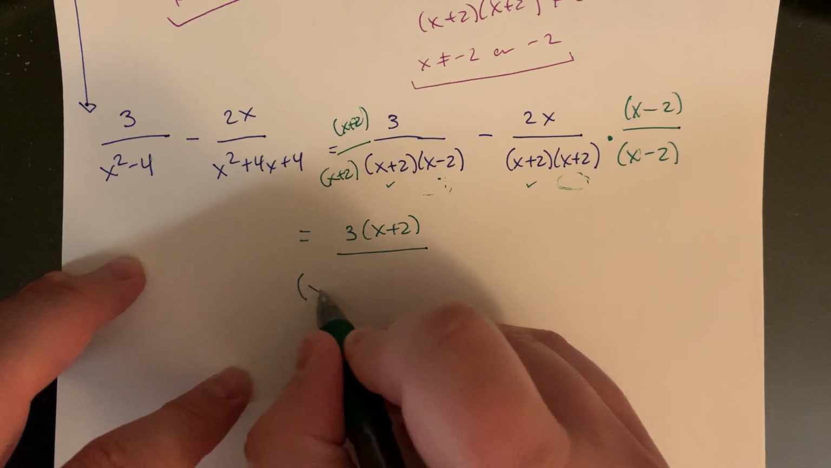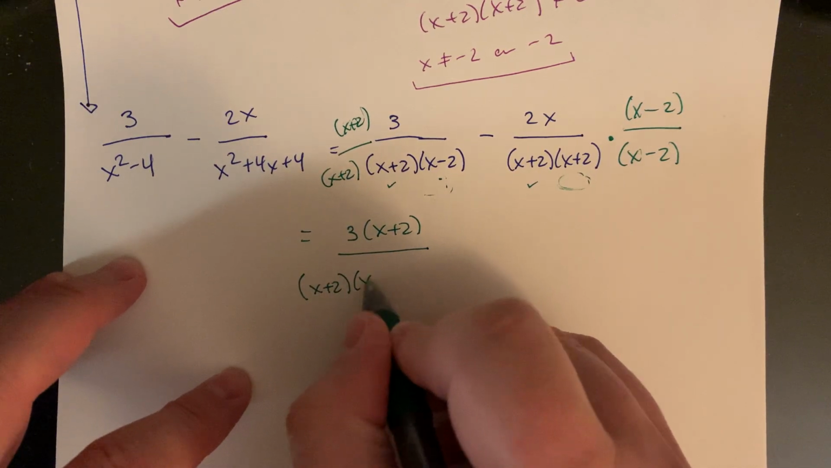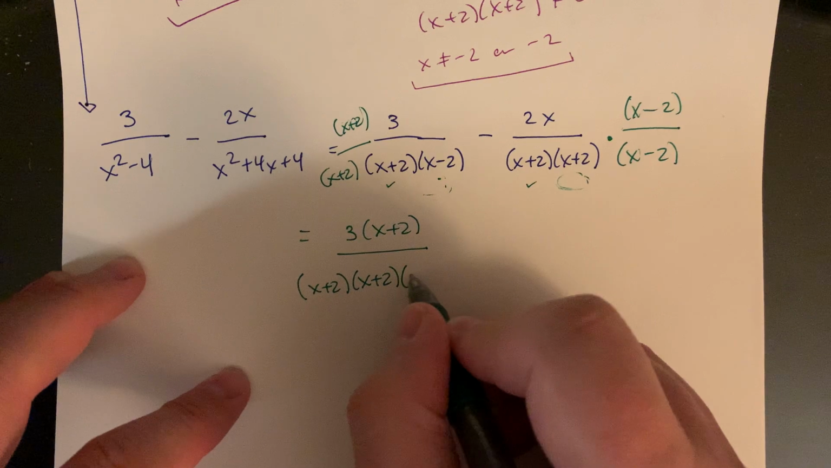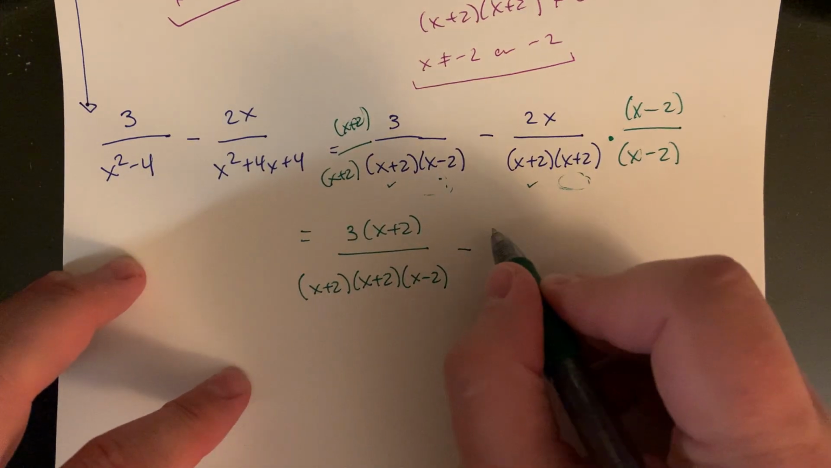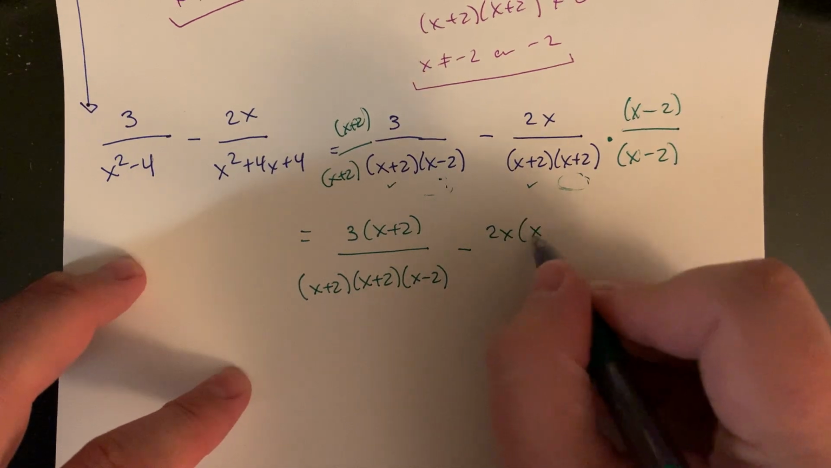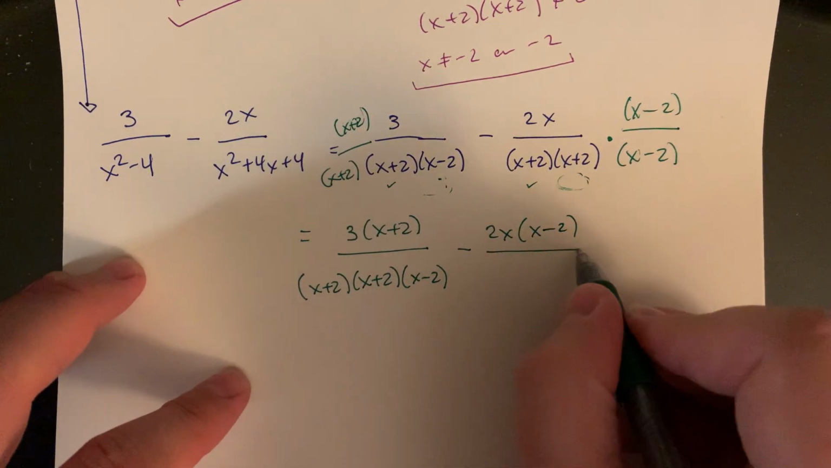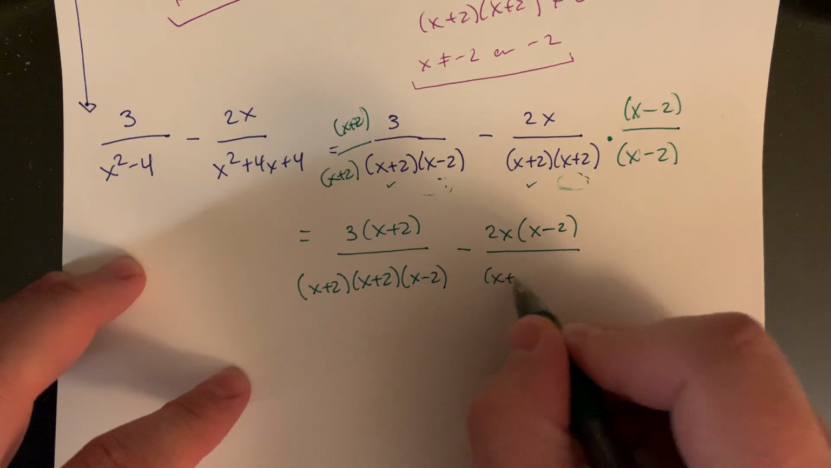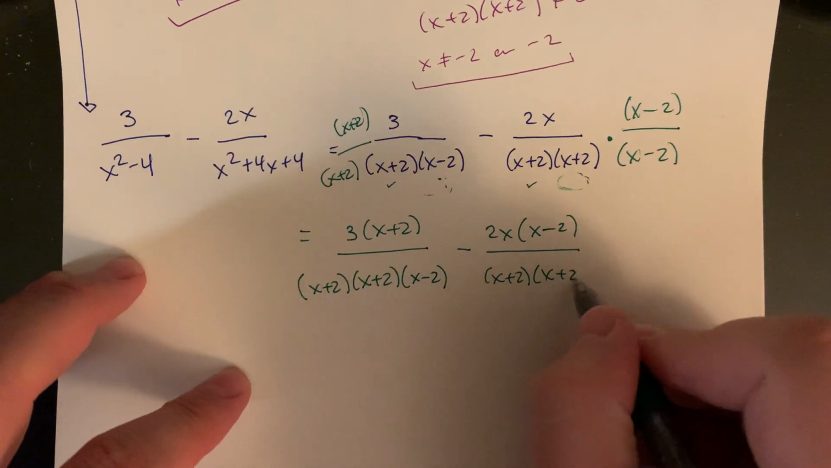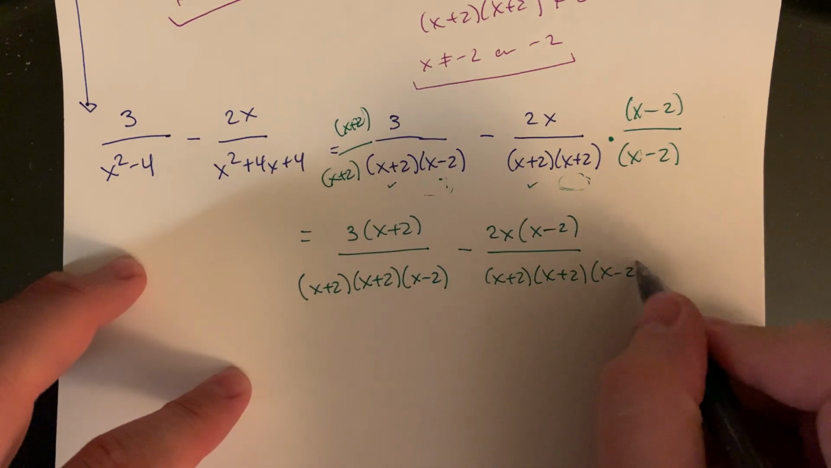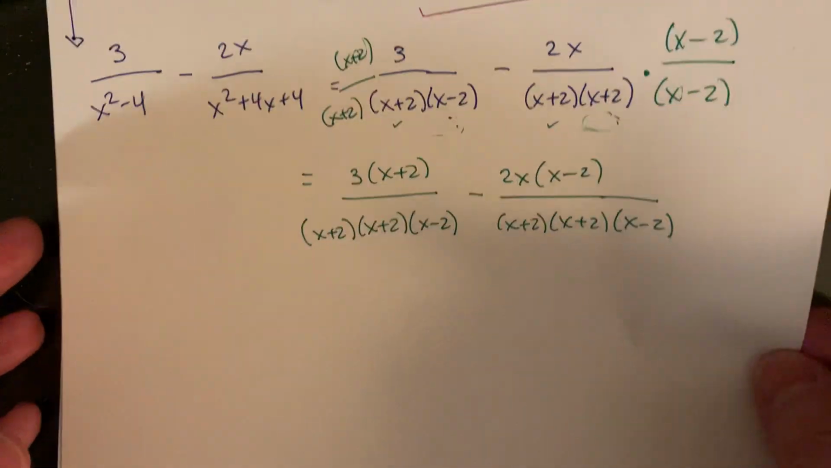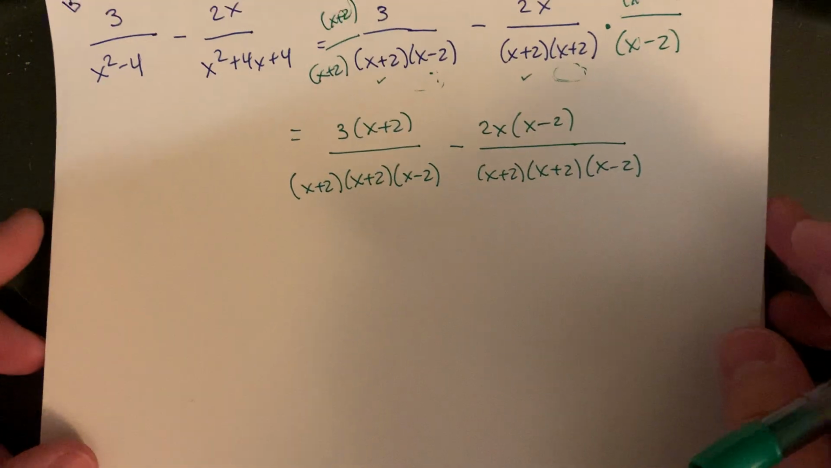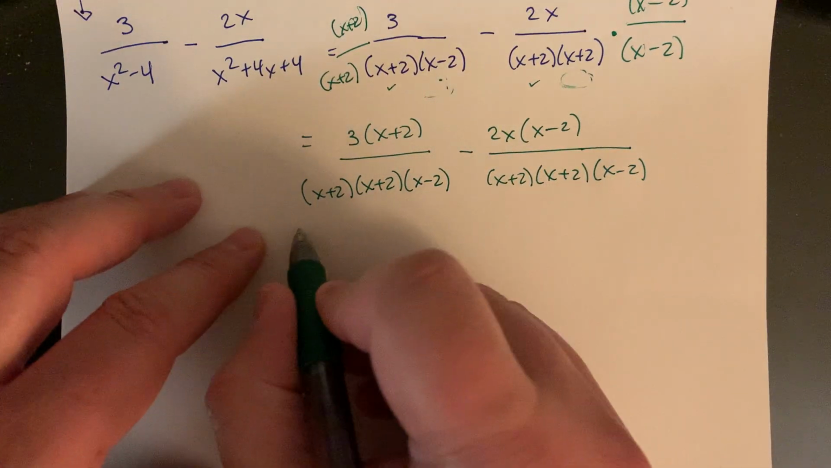My denominator is now double x plus 2's and then a single x minus 2, right? Minus 2x times x minus 2. And again, all over the same thing. I actually could have written this at this point as one fraction. Could have saved a little bit of time there. So this would be combined, right?